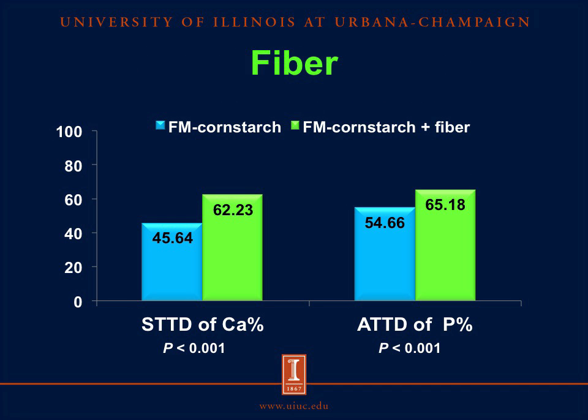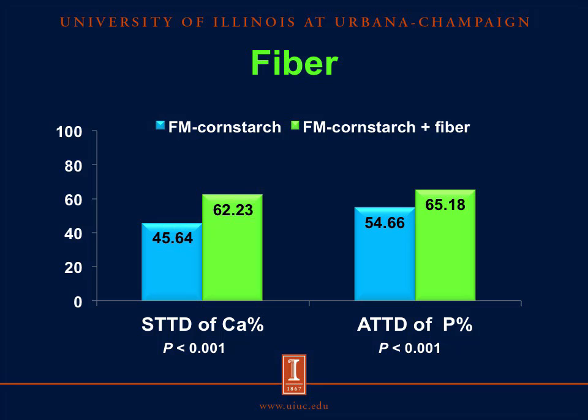Here, the blue bar represents the fish meal cornstarch diet, and the green bar represents the fish meal cornstarch with fiber diet. Here we observe that the fish meal cornstarch diet reduced the STTD of calcium and the ATTD of phosphorus compared with the fish meal cornstarch with fiber diet. Remember that the source of fiber here is pure cellulose, which is not fermentable. Therefore, here there is no production of short-chain fatty acids, which may indicate that maybe there is another factor that may be responsible for the effect on the STTD of calcium and the ATTD of phosphorus.